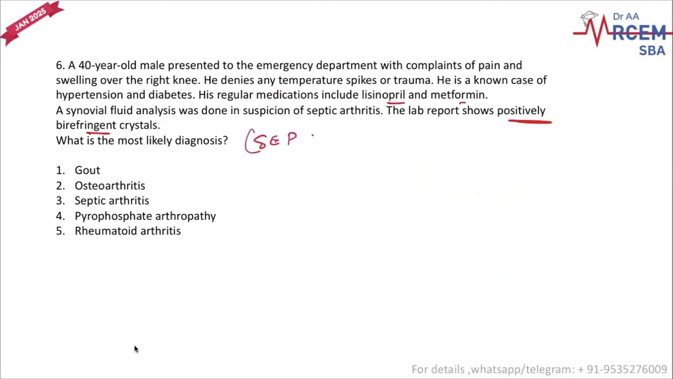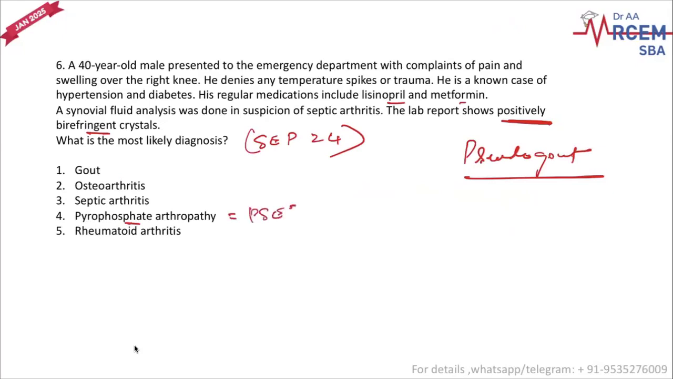This has appeared in September 2024 also, in the last previous exam. So what is the diagnosis here? Positive birefringent crystals point to pseudogout. Pseudogout is not given in the options, but calcium pyrophosphate arthropathy is given. It is one and the same. Calcium pyrophosphate arthropathy is also known as pseudogout.